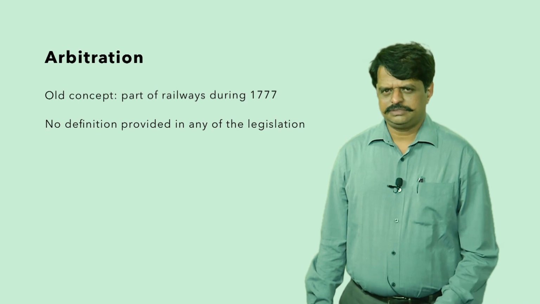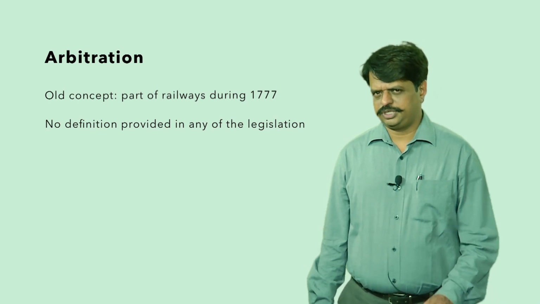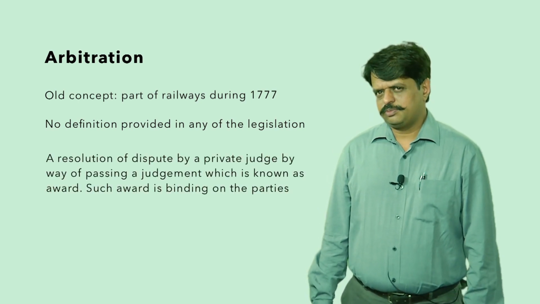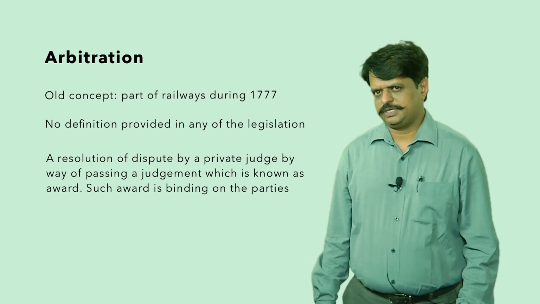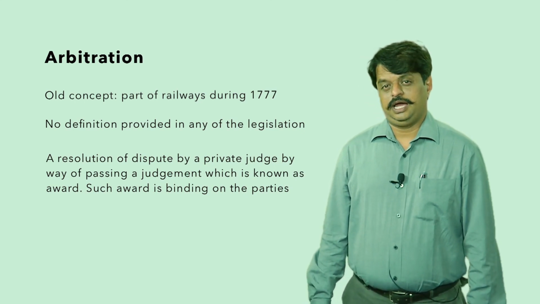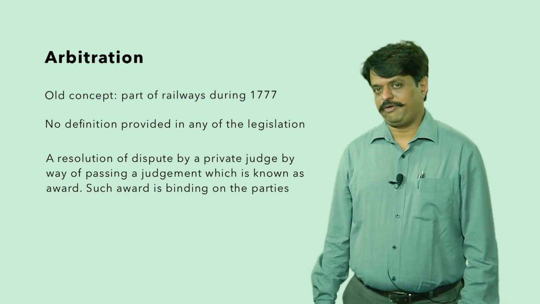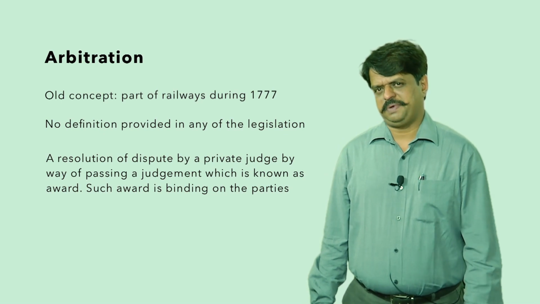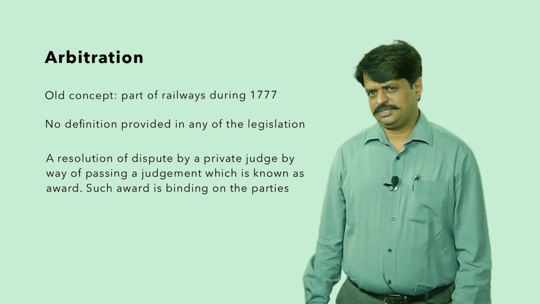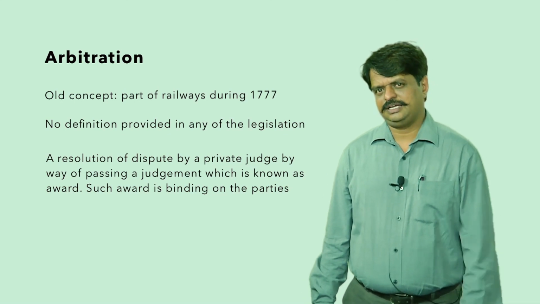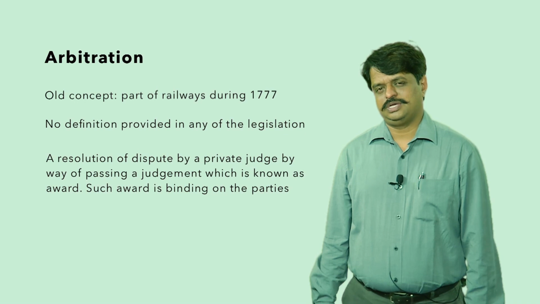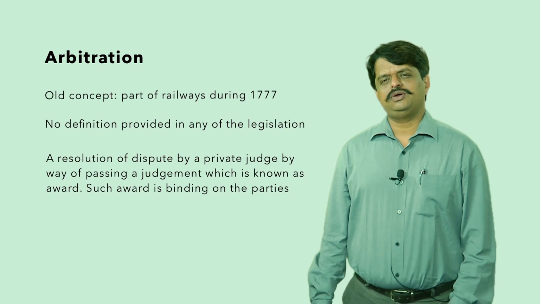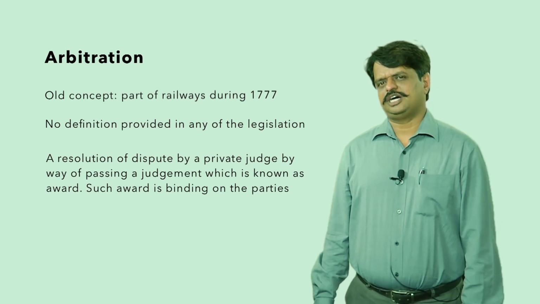Just try to distinguish between mediation, conciliation and arbitration when you listen to the definition. It is resolution of a dispute by a private judge. So, he is not just a person, but a judge, and he is not a judge of the judiciary, but a private judge. He decides the dispute by passing a judgment called an award. So, he is not encouraging parties to settle, but he is deciding what the party is supposed to do. And the third important aspect is that the decision of this private judge is binding on both parties. So, this is how arbitration functions.